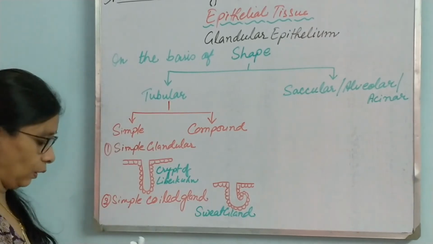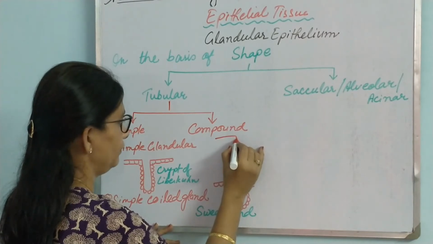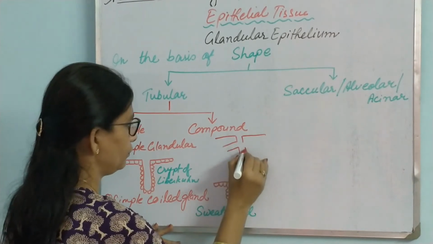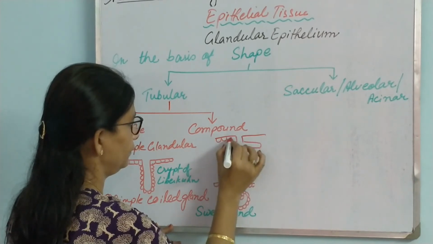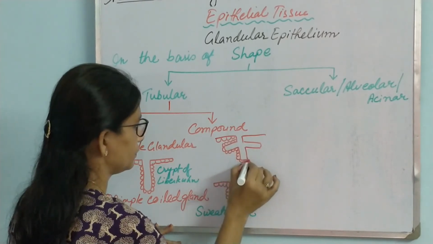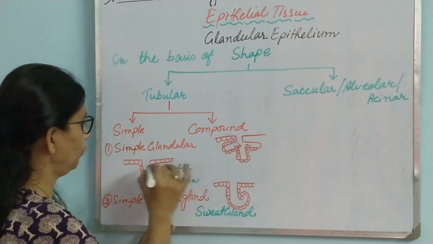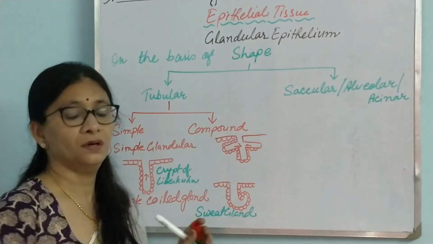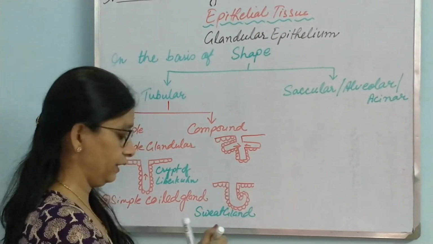Now, in case of compound, what happens? There is an opening which gives rise to one tube, but then this tube divides and forms a few more tubes, and then all these are covered with epithelial cells. So the pore will come in this space. So this is compound tubular epithelium. The example being gastric glands in the pyloric region.